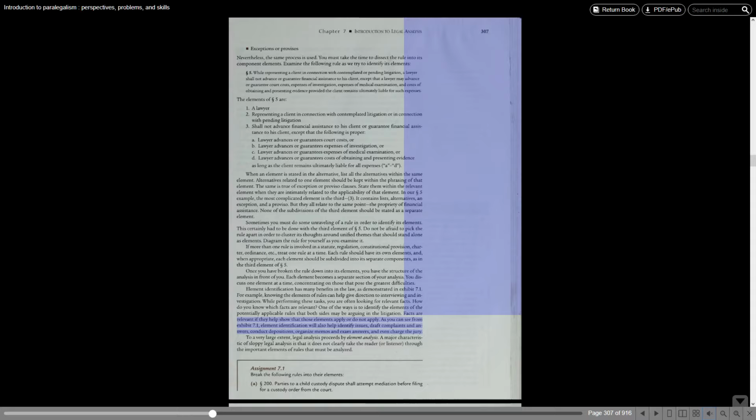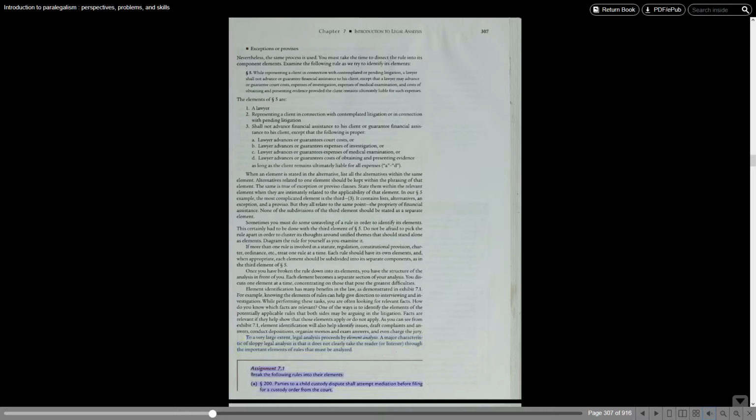As you can see from Exhibit 7.1, element identification will also help identify issues, draft complaints and answers, conduct depositions, organize memos and exam answers, and even charge the jury. To a very large extent, legal analysis proceeds by element analysis. A major characteristic of sloppy legal analysis is that it does not clearly take the reader or listener through the important elements of rules that must be analyzed.